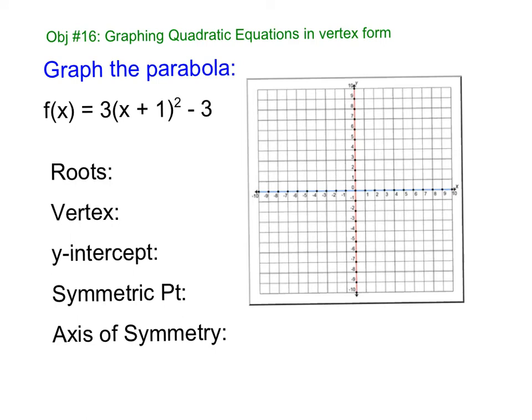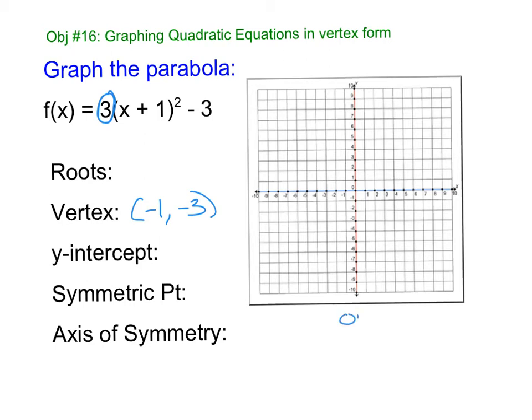Alright, now we're getting a little harder. Vertex is still the same. Remember from when we completed the square, the vertex is still exactly the same: -1, -3. But remember what happens when there's a number in front of x squared. What happens? It becomes skinnier. The y value goes up.